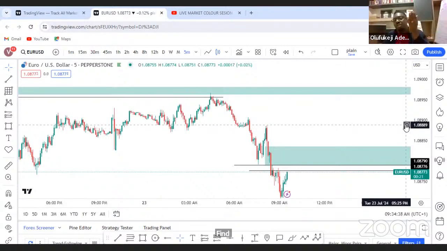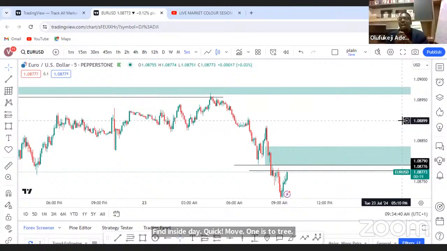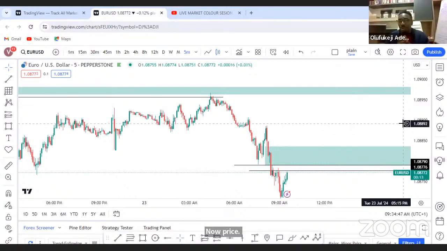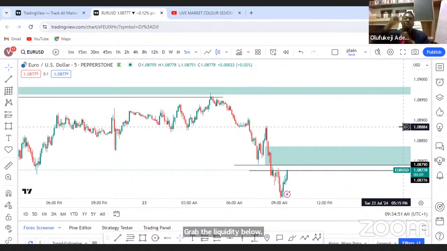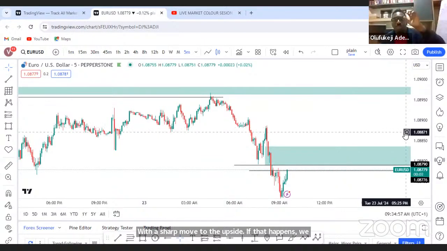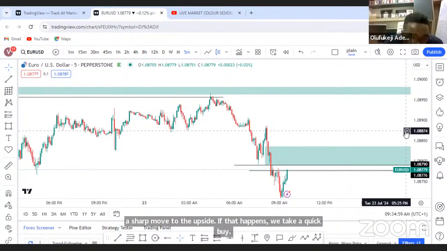What is sponsoring this? Price tapped into an area of interest on the higher time frame. Now price has grabbed the liquidity below. All the fair value gaps that are being formed now, we want to see if they will be resisted and closed with a sharp move to the upside. If that happens, we take our quick buy, put your stop loss below.